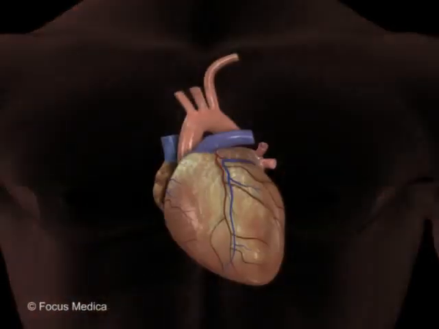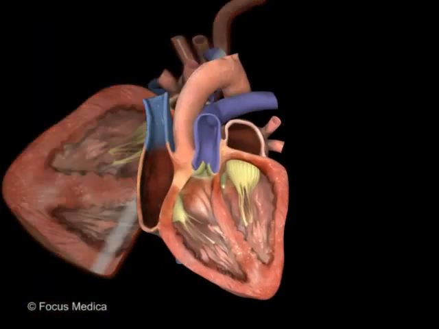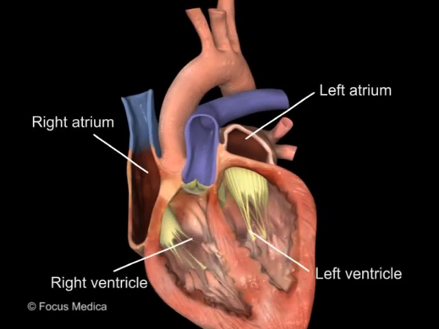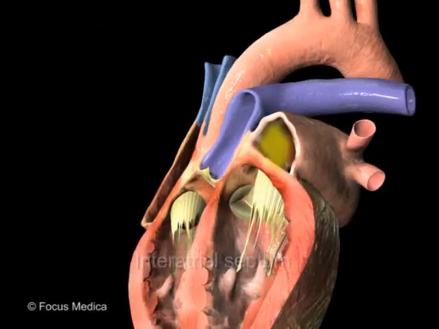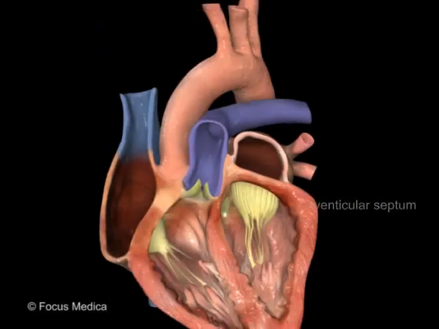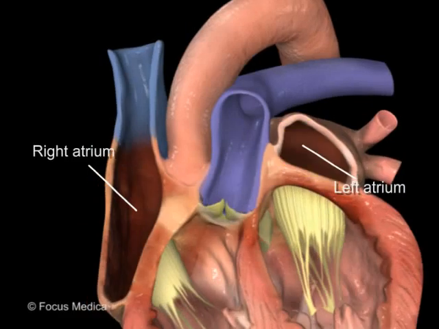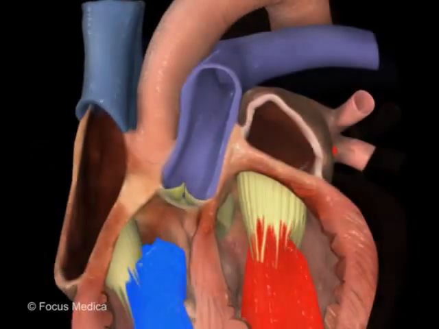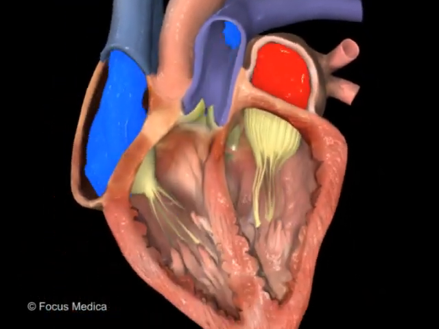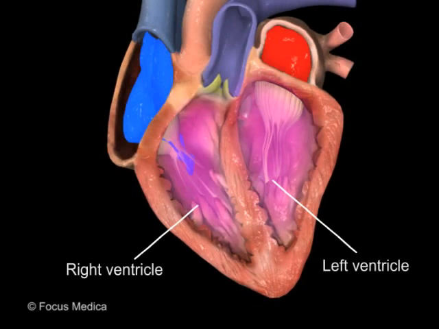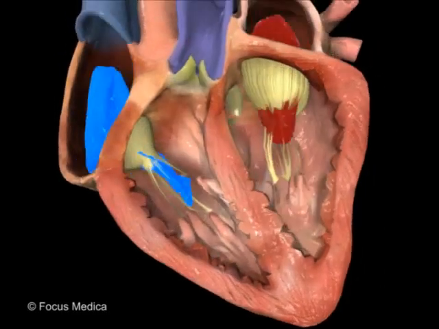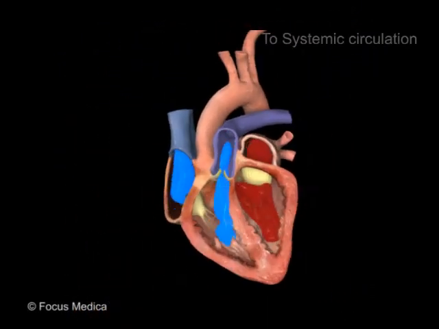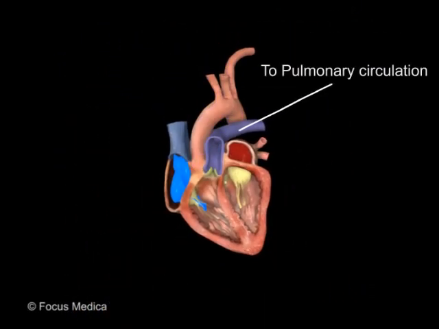The human heart is made of 4 chambers, 2 atria and 2 ventricles, partitioned by interatrial and interventricular septa. The right and left atria are the receiving chambers for blood and are located above and to the right of the corresponding ventricles. The ventricles are the ejection chambers and pump blood into the systemic and pulmonary circulation.